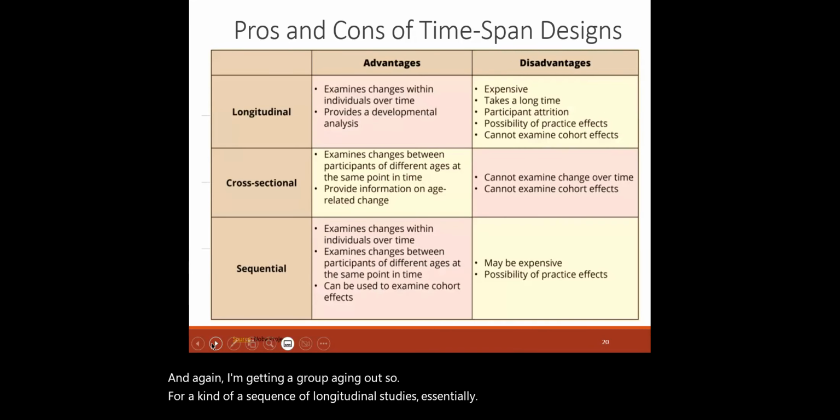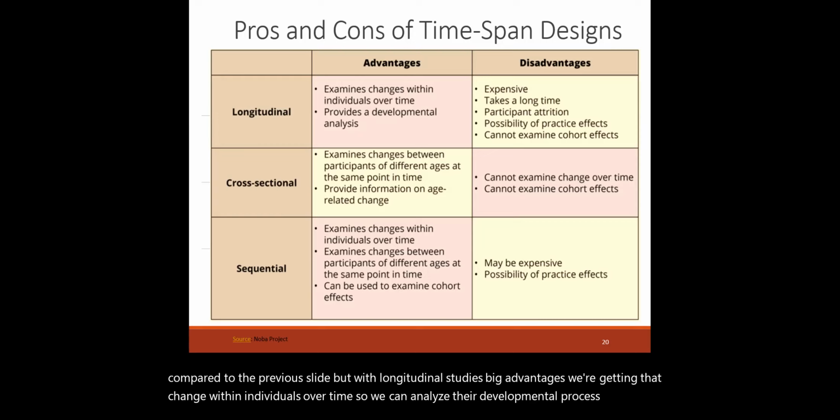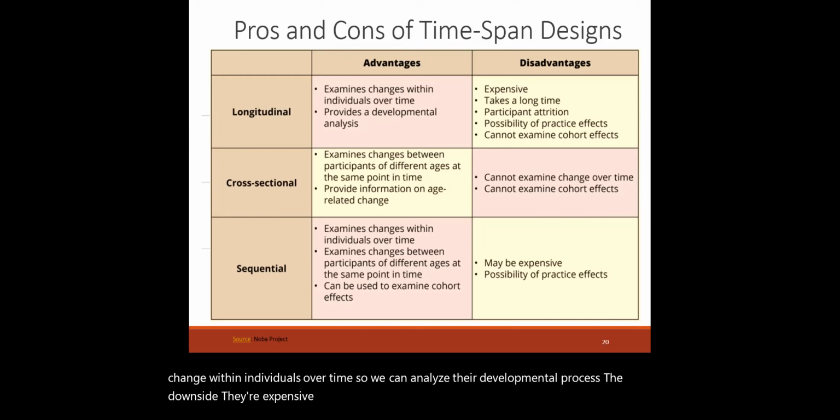There are advantages and disadvantages, and I realize these are in a slightly different order compared to the previous slide. But with longitudinal studies, big advantages, we're getting that change within individuals over time, so we can analyze their developmental process. The downside, they're expensive, they take a long time, years, decades even. And this leads to higher rates of participant attrition. Attrition meaning dropout.